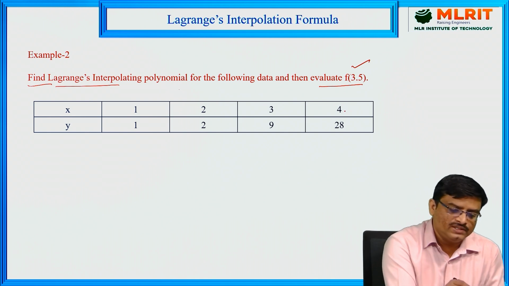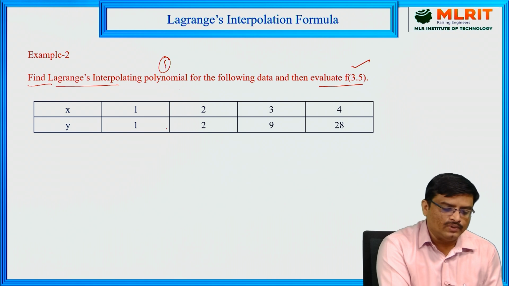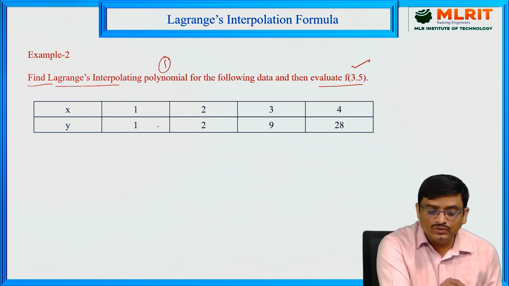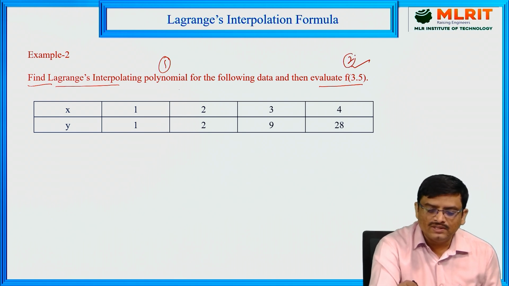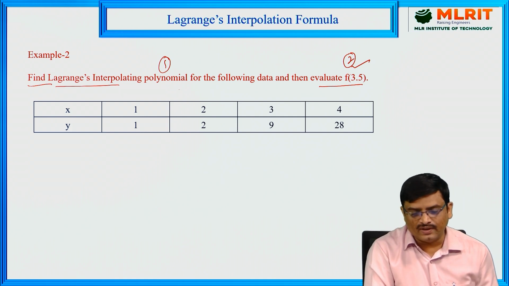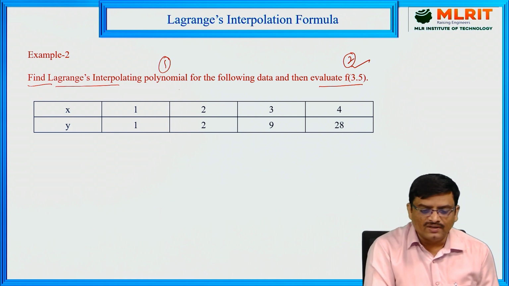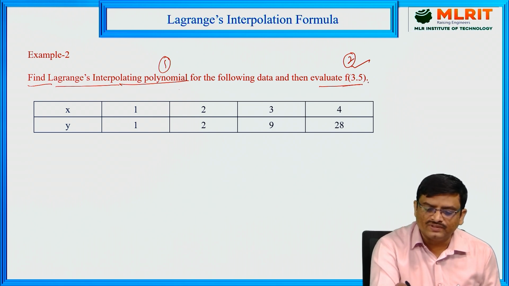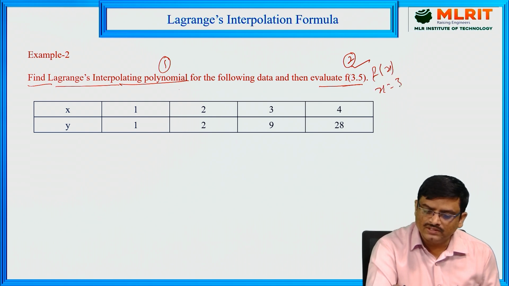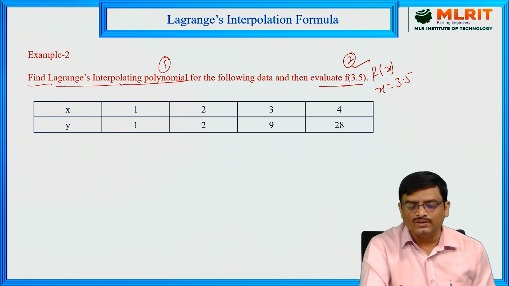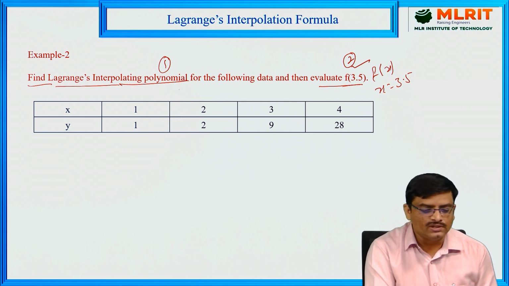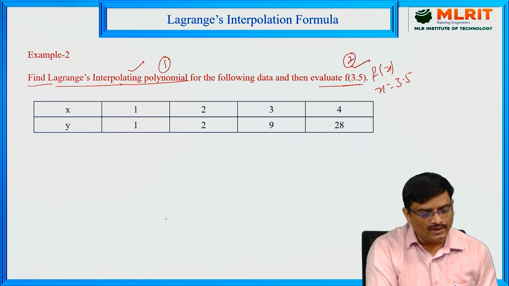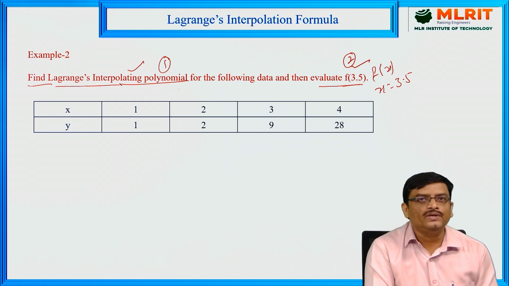The first task is finding the interpolating polynomial, and the next one is using that interpolating polynomial to find f of 3.5. Some students feel that they will not find the interpolating polynomial directly; they will consider f of 3.5 as f of x, directly substitute x is equal to 3.5 and find f of 3.5. That is not the process here. First we have to concentrate on the polynomial. In that polynomial, substitute x is equal to 3.5. That is the meaning of this problem.